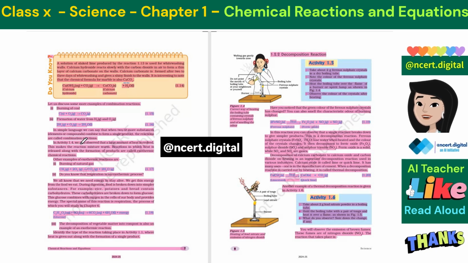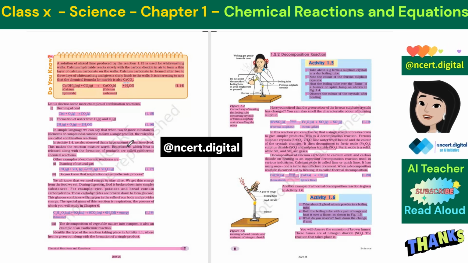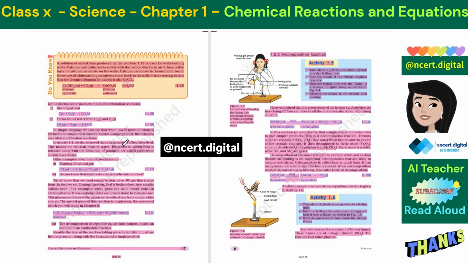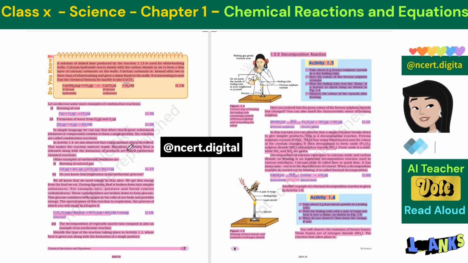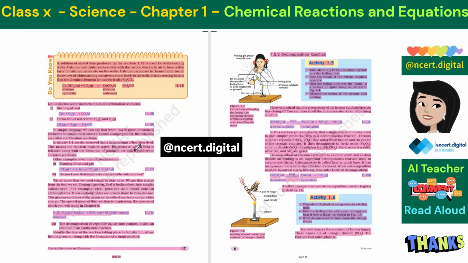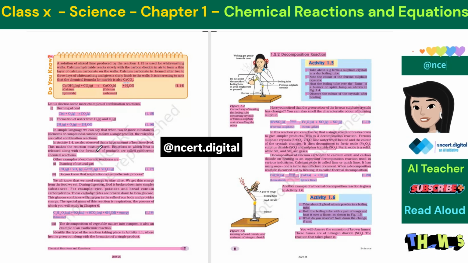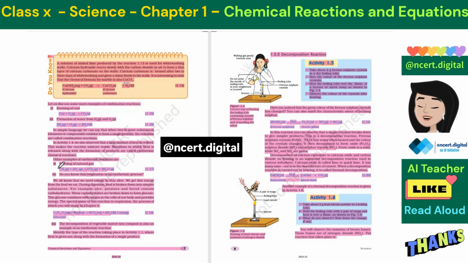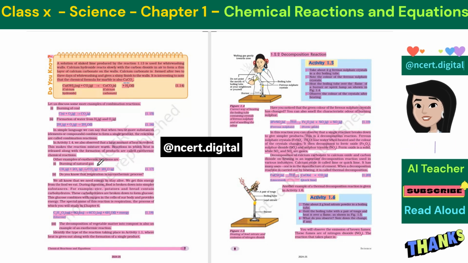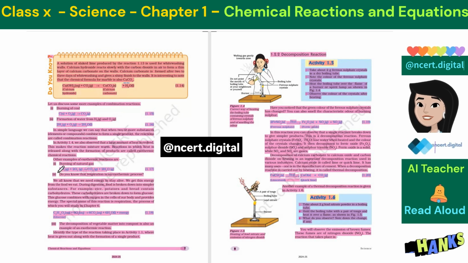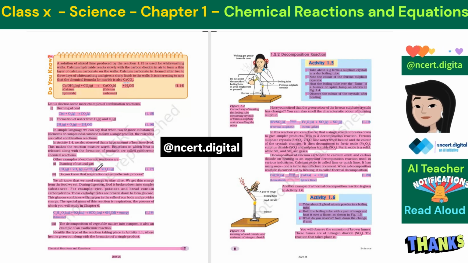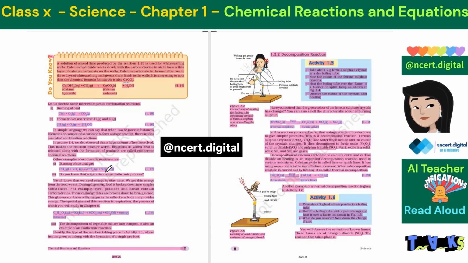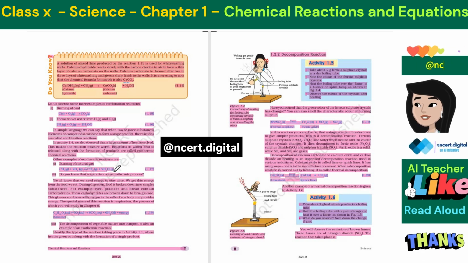In Activity 1.4, we also observed that a large amount of heat is evolved. This makes the reaction mixture warm. Reactions in which heat is released along with the formation of products are called exothermic chemical reactions. Other examples of exothermic reactions are: 1. Burning of natural gas: CH4(g) + 2O2(g) → CO2(g) + 2H2O(g).